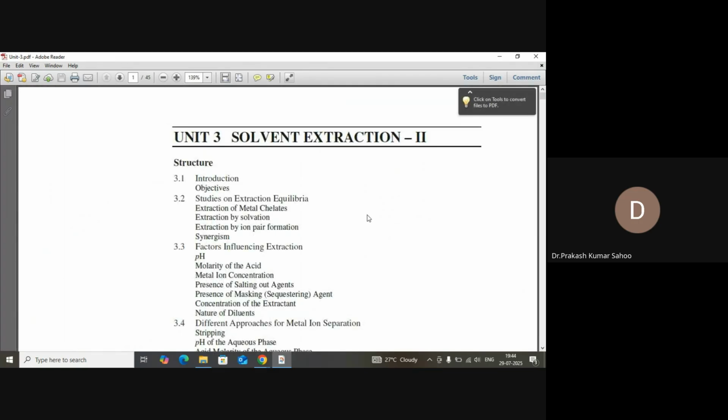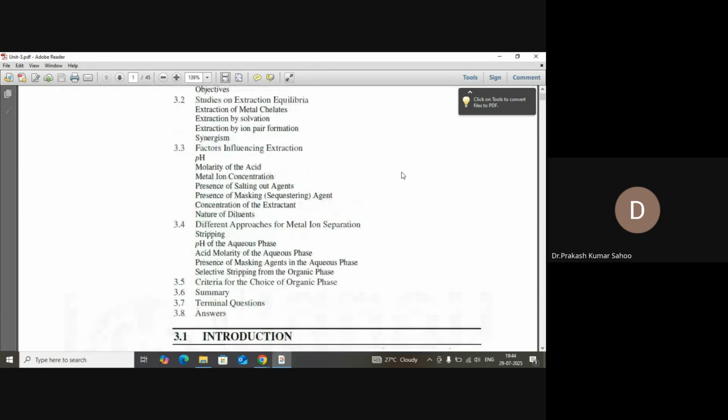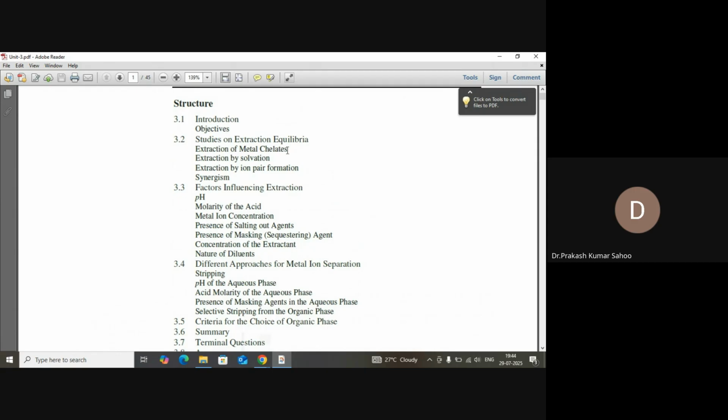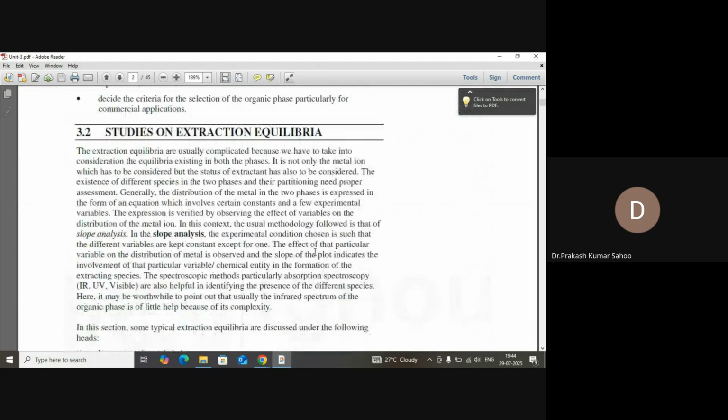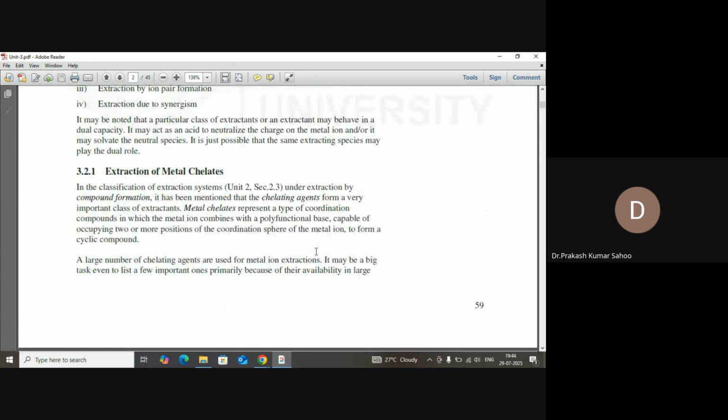And in the third unit, we have solvent extraction 2. In this part, we have some metal chelates, solvation, ion pair, synergy, pH, molarity, metal concentration, salting out agent, then masking, extraction. These very common things are there. I have tried to complete this unit as soon as possible. And what is metal chelate?